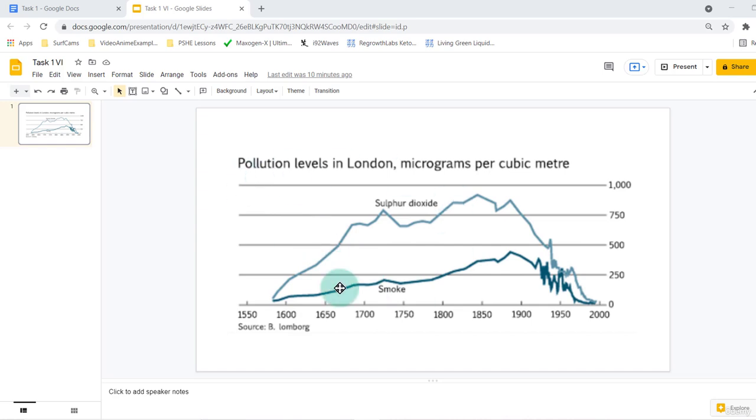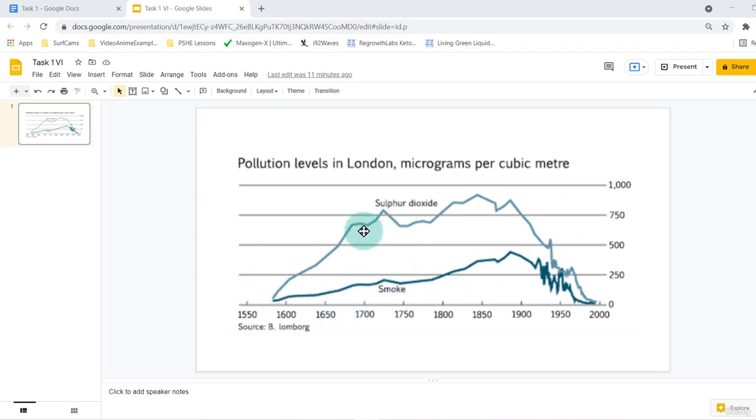Okay, so here is our question that we'll be working on today, and it of course is a task 1 report. We have a line graph. As always, first thing I'll do is read the title. Pollution levels in London, micrograms per cubic metre. So we're looking at the amount of pollution in London. Okay, interesting. Let's take a look.